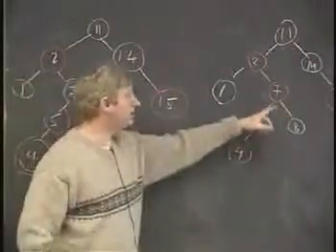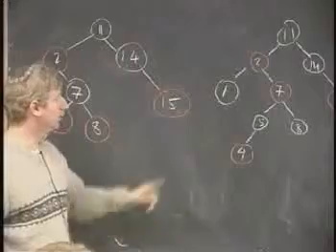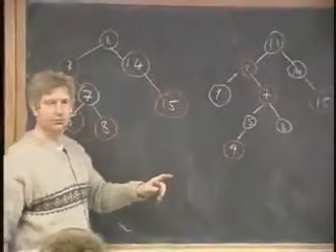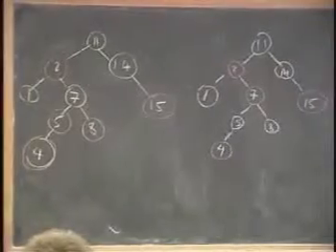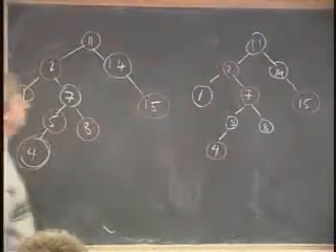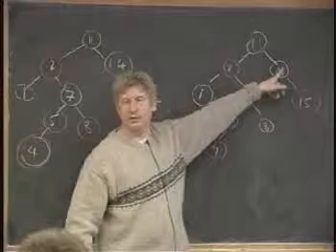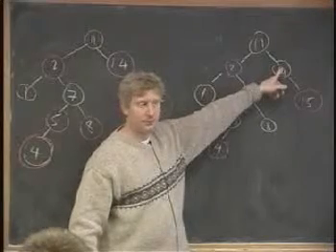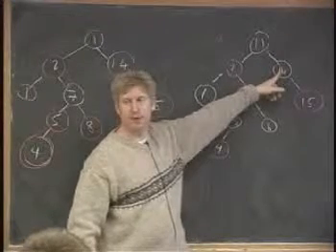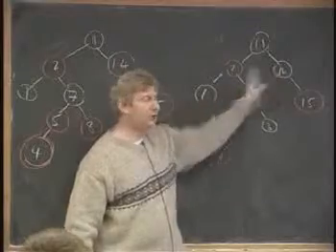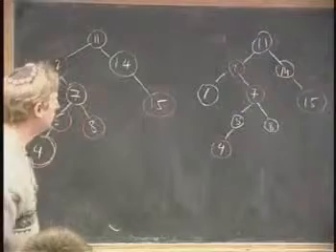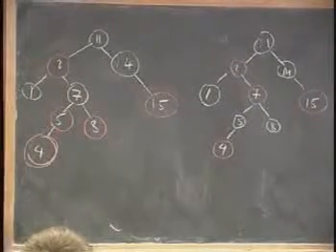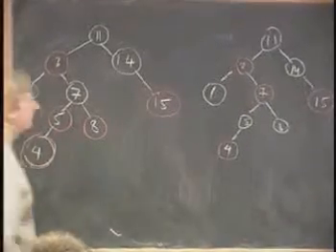Where's the uncle here? Is it this one? Is it this one? Where's the uncle? This is the uncle. It's black, so we got trouble. If it weren't black, we could just pop it up, move the colors up and we'd be finished. But it's black, so we have to do some shifting.